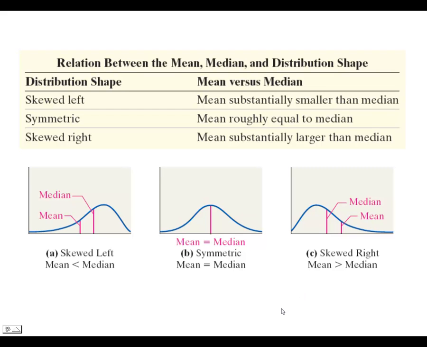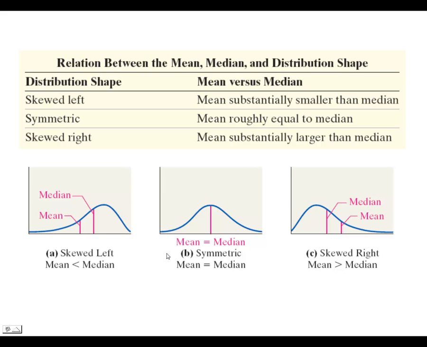Now we're going to talk about skewness and symmetry of a distribution. Typically, if we have a mean and median that are roughly the same, roughly equal to each other, as in example B here, then we have a symmetrical distribution.